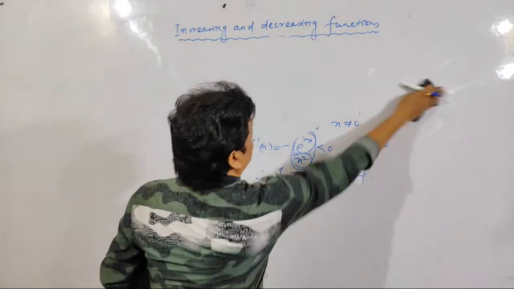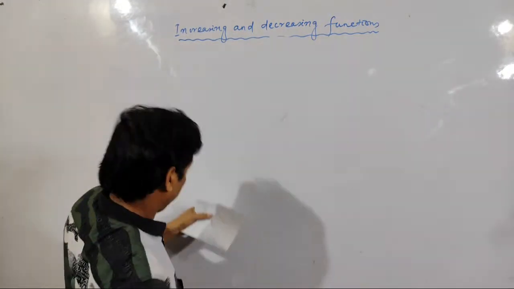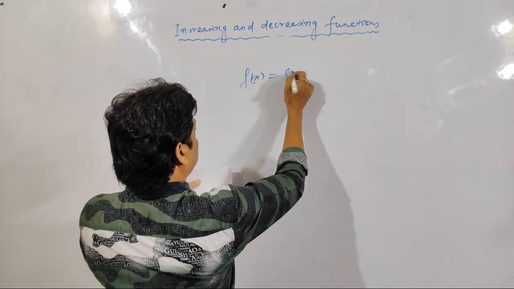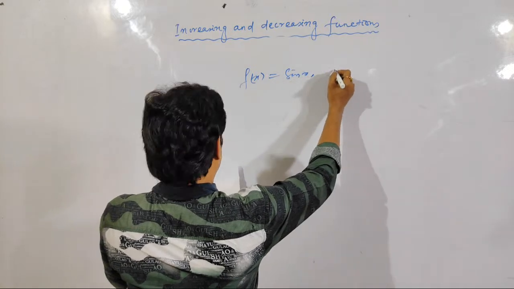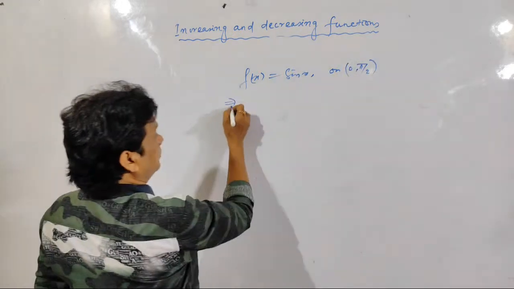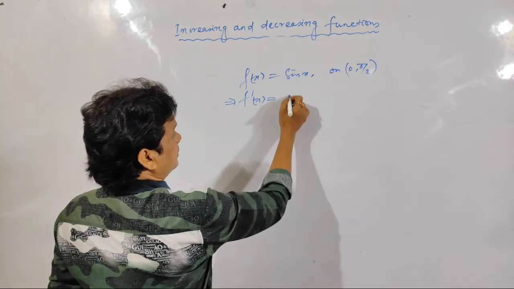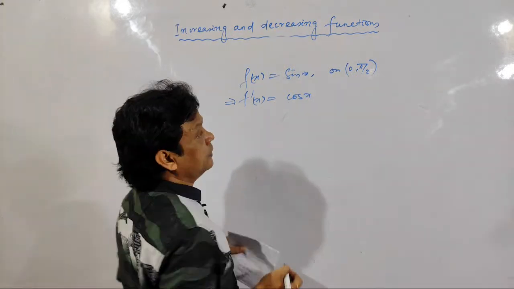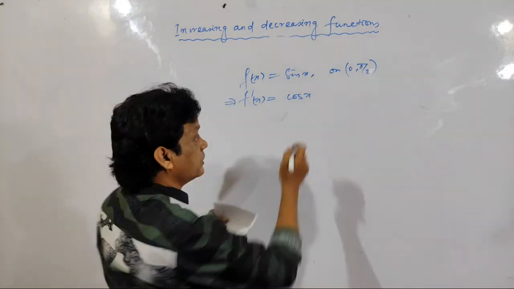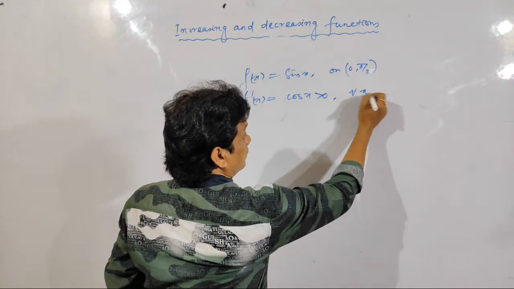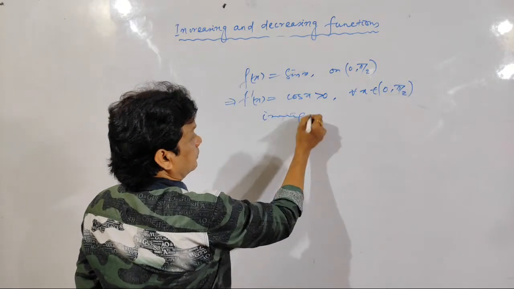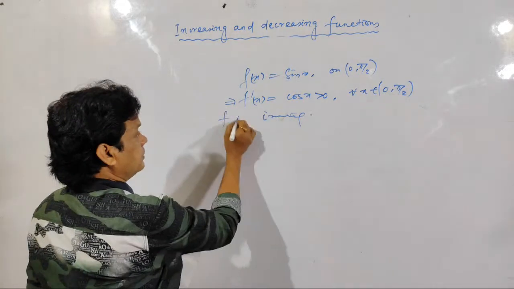Next question, see here. f of x is equal to sin x on 0 to pi by 2. So find the derivative. f dash x equal to how much? Derivative of sin x is cos x. Clear? And 0 to pi by 2 means it is in the first quadrant, and in the first quadrant all are positive, so it is greater than 0 for all x belongs to 0 to pi by 2, and positive means increasing. Clear? f is increasing.